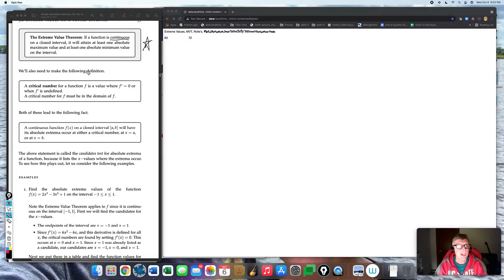Now we also need to make the following definition, and we're going to need to explore this theorem with things called critical numbers. So critical numbers for a function f is where the derivative is equal to 0, or when the derivative is undefined. A critical number for f must be in the domain of f. Okay, so what does that mean? Let me show you some critical numbers of functions.